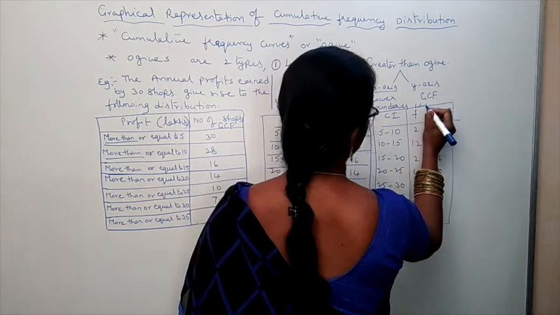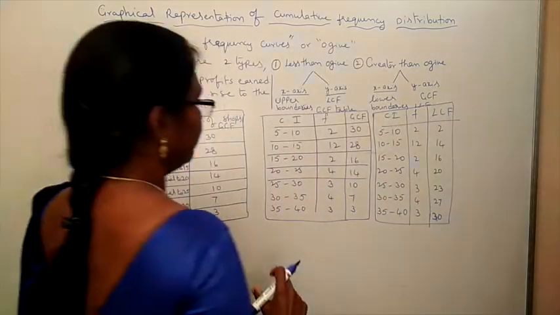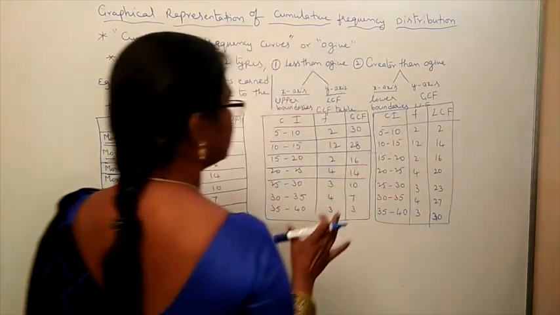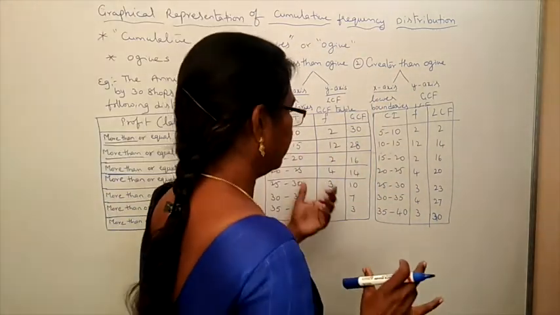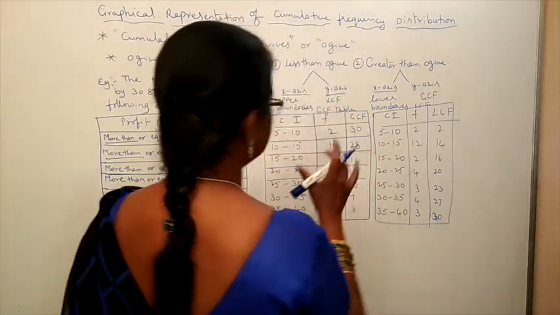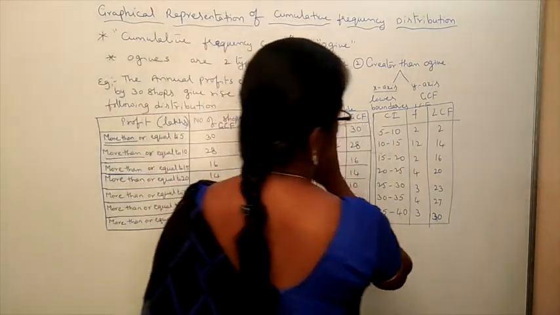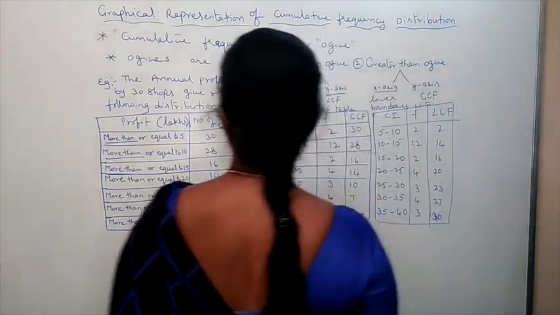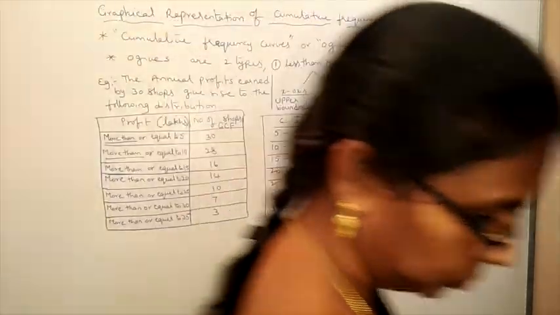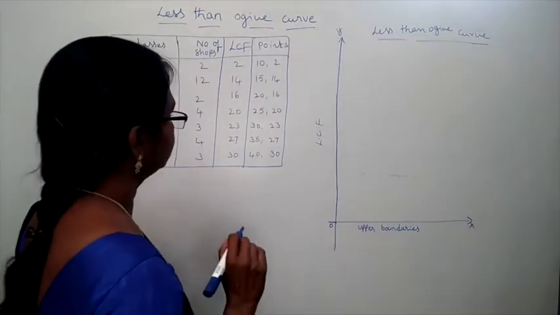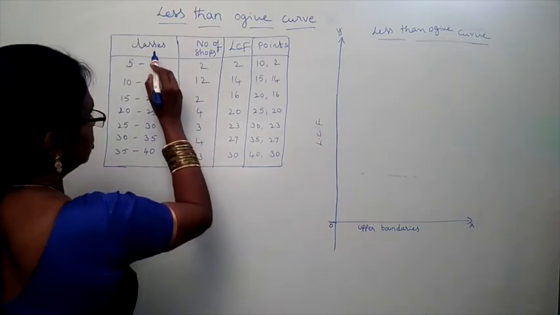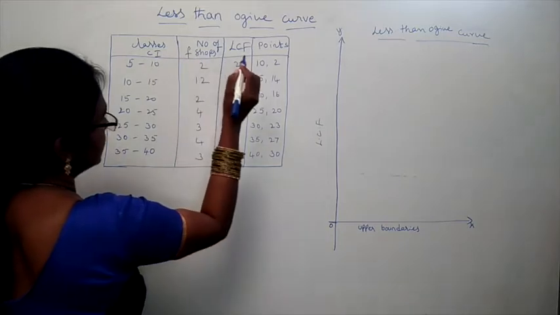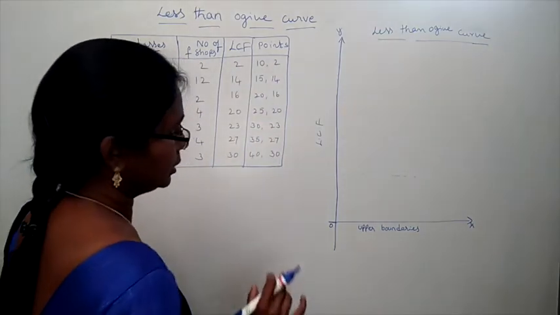This is the LCF table. Now, for constructing the less than ogive or greater than ogive, first we have to prepare the GCF table and the LCF table. For GCF: class interval, frequency, GCF. For LCF: class interval, frequency, LCF. Now, how to draw the ogive curve? Now, how to draw the less than ogive curve? Classes means class interval, number of shops means frequency, then LCF. Then, how to draw the ogive curve?